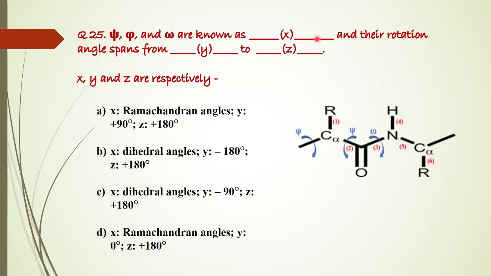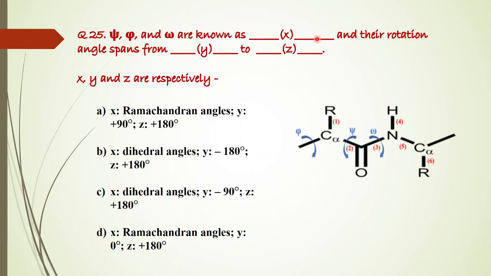This is again a very easy question. I will just directly show you the answer. It states psi, phi and omega are known as, and there are blanks that you need to fill, and their rotation angle spans from this to this. There are also blanks that you need to fill. So we all know that psi, phi and omega, what angles are these? You can see Ramachandran angles and another one is dihedral angles.